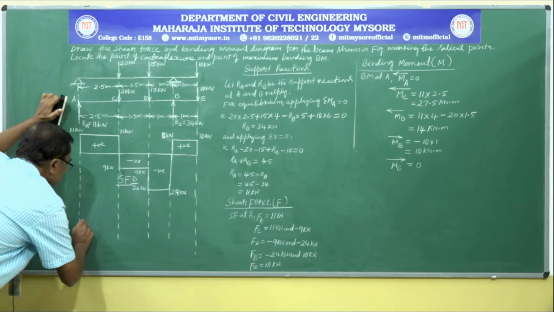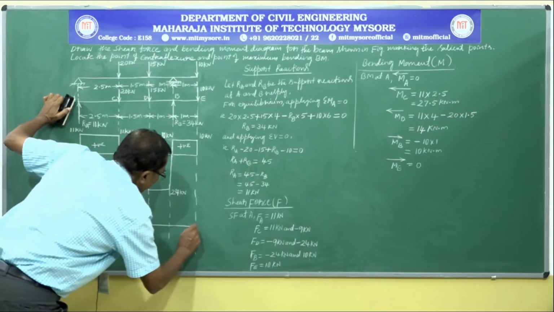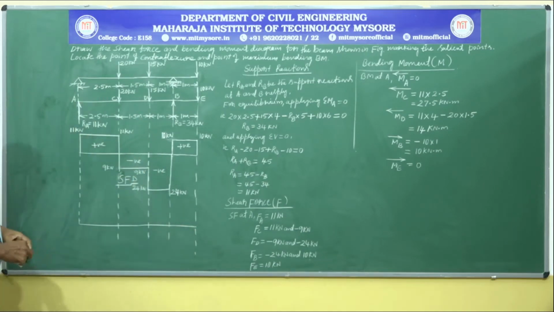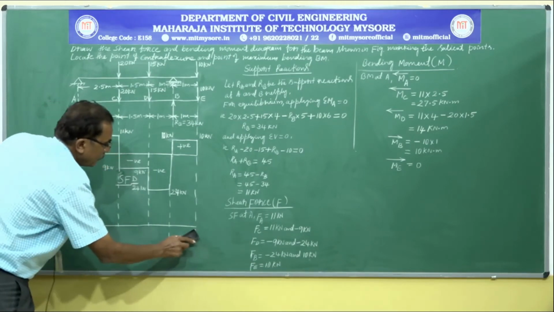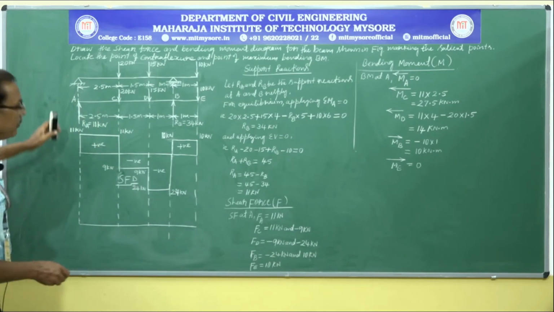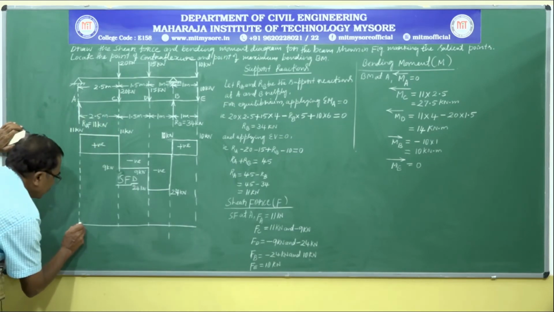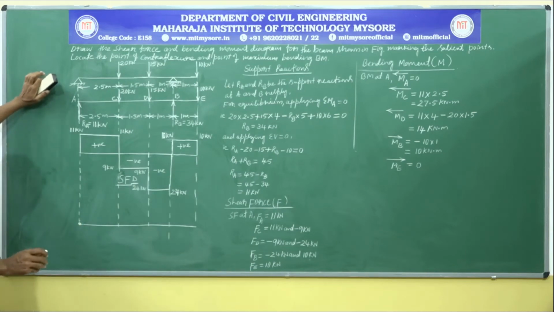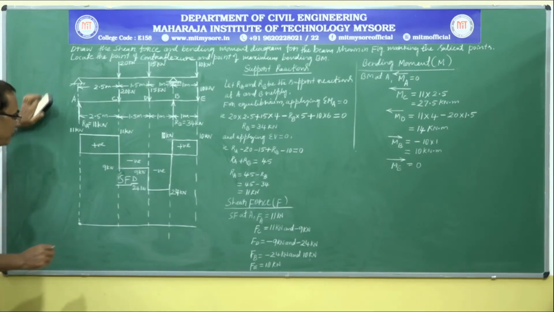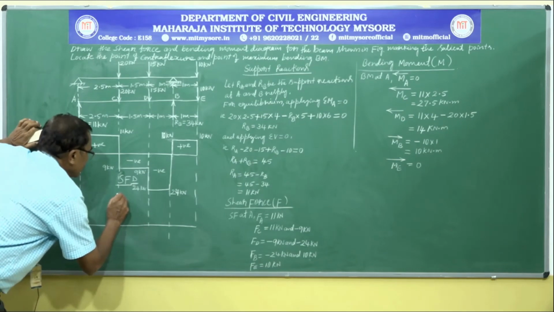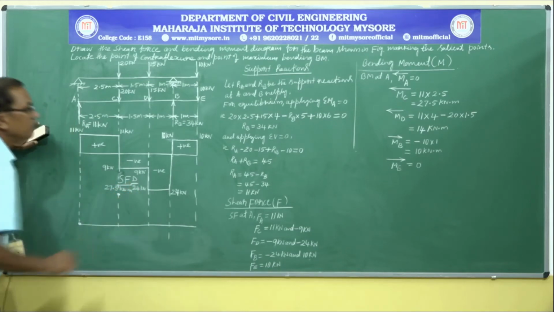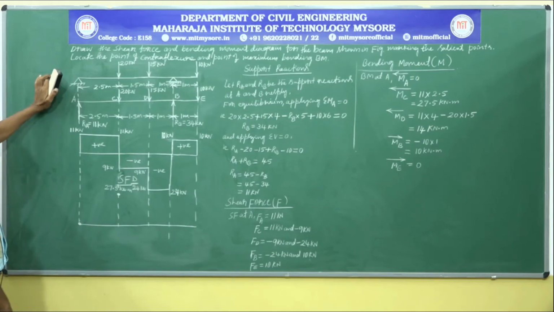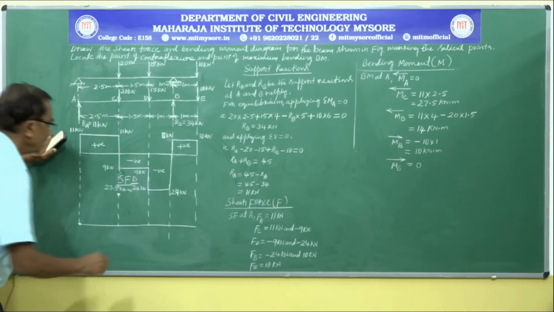Draw the reference line by leaving sufficient space above the reference line to mark the calculated bending moments. Bending moment at point A is 0, bending moment at point C is 27.5 kilonewton meter. Next, bending moment at point D is 14 kilonewton meter.